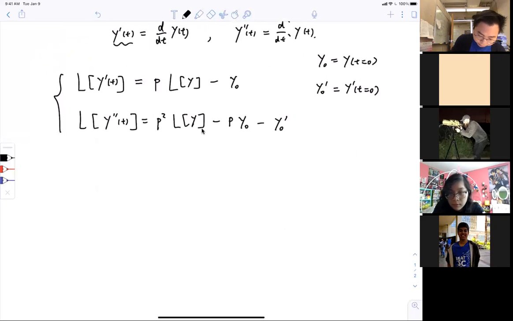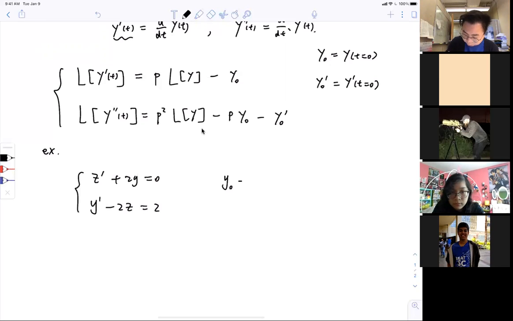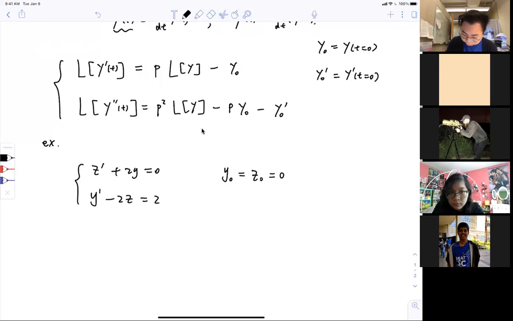So let's look at an example. I have z prime plus 2y equal to 0, and also y prime minus 2z equal to 2. It's a set of coupled differential equations. The initial condition is y naught equal to z naught equal to 0. Whenever you have coupled differential equations with initial conditions given, it's easy.